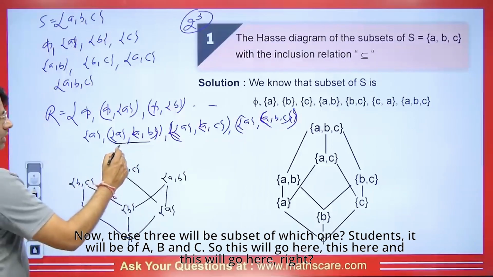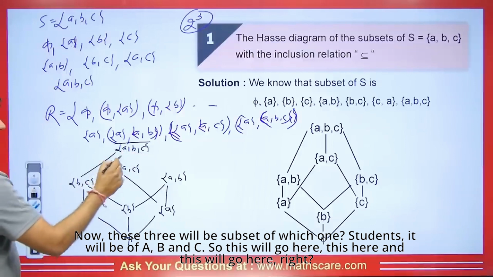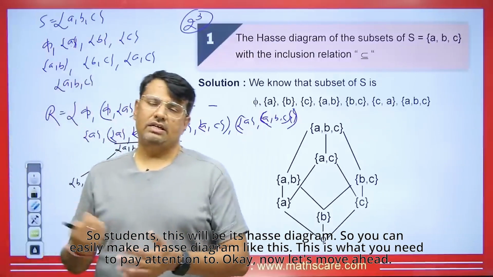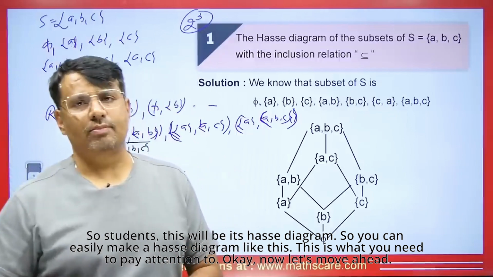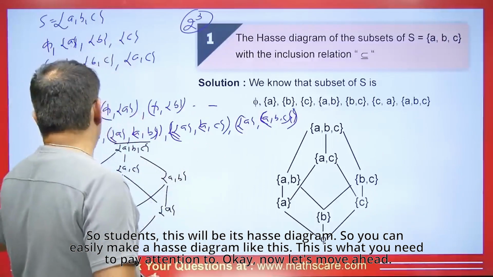Now, these three will be subsets of which one? Students, it will be of A, B and C. So this will go here, this here, and this will go here, right? So students, this will be its hash diagram. So you can easily make a hash diagram like this. This is what you need to pay attention to. Okay, now let's move ahead.